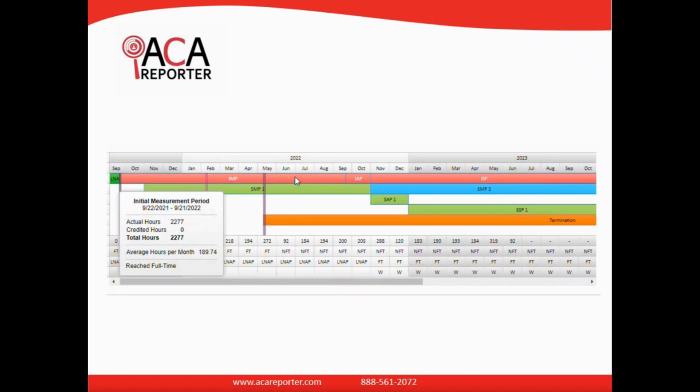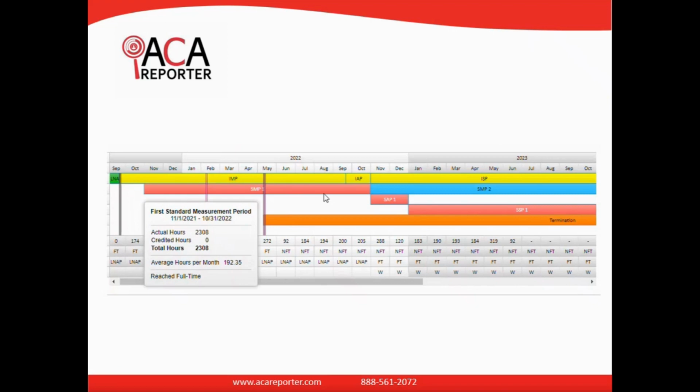And then if I want to look even further into the next measurement period, because while they were in their initial, they also started their standard measurement period. And that's going to be the timeline that flows with all of the other individuals that are already employed. And in this case, they actually increased their average number of hours in their standard measurement period, and they went up to 192.35. And so I would anticipate they're going to maintain their ACA status throughout.